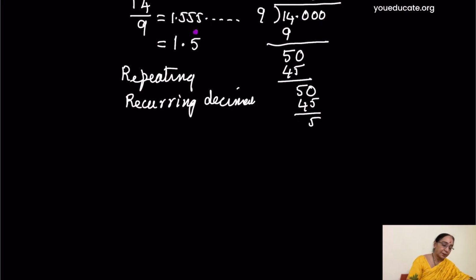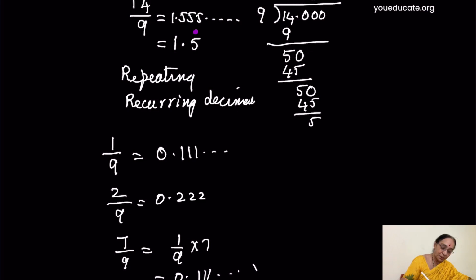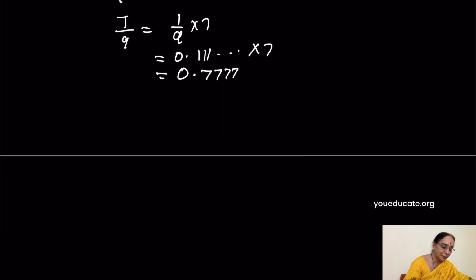Now there are some interesting patterns when you practice all these, try to convert certain fractions into decimals. Say for example, if I take 1 by 9, it will be 0.111. If I take 2 by 9, it will be 0.2222. Now if I want to find what is 7 by 9, I just have to multiply 1 by 9 times 7, which is 0.111 etc. into 7, and you know that it's going to be 0.777. So there are several interesting patterns like this when you try to find out the decimal representation of certain fractions.